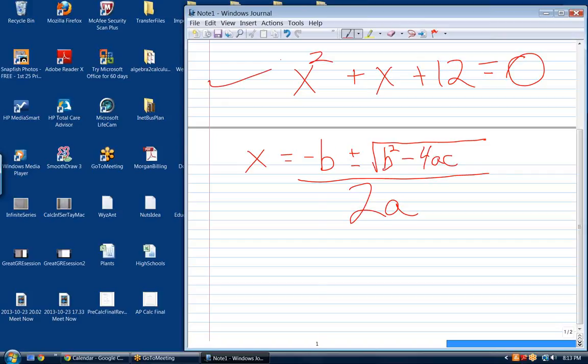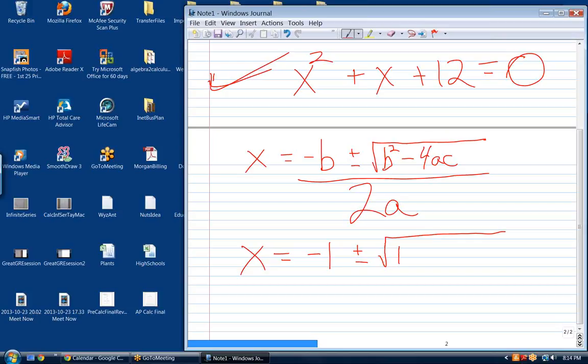And for a quadratic like that, notice that you can't factor that. There's no factors of 12 that add to 1. So if I'm looking for a solution for this equation, I have to use the quadratic formula. You pretty much have to use the quadratic formula whenever you can't factor it manually. So what's b? What's minus b here? Negative 1. It's the coefficient of x.